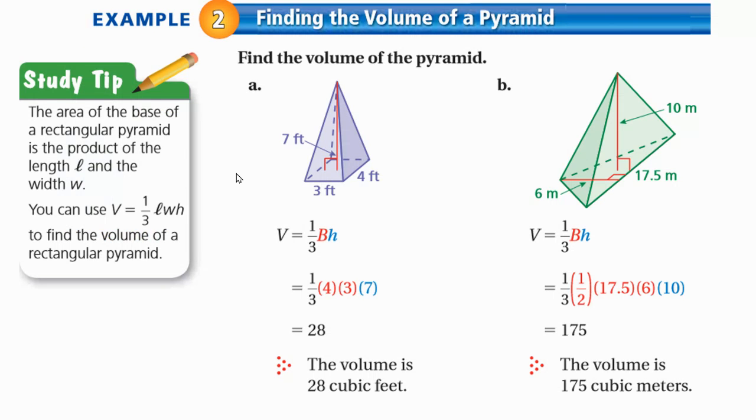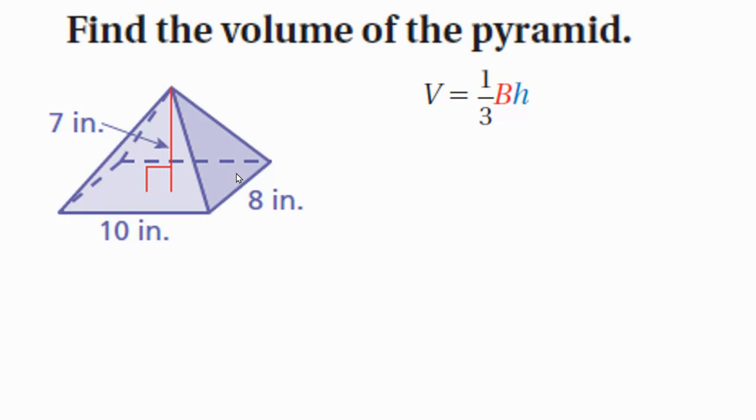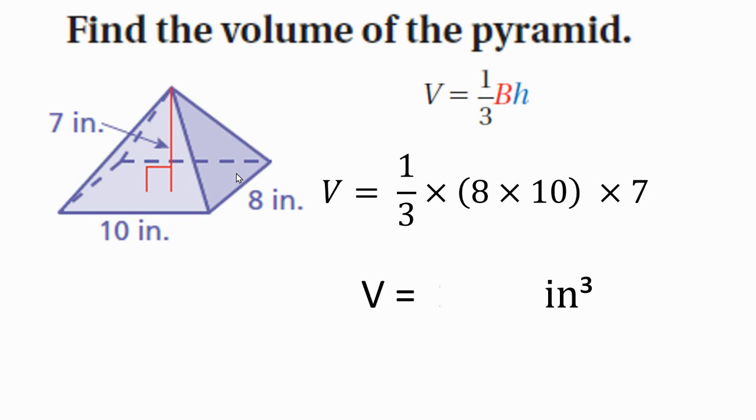There are some other examples if you want to look at them, but you can pause the video to do that. This one right here is a square or rectangular pyramid. So it's still going to just be 1/3 times 10 times 8 times the 7 for the height. That gives you 186 2/3 inches cubed. That one you couldn't do with a decimal because it'd be a repeating decimal.